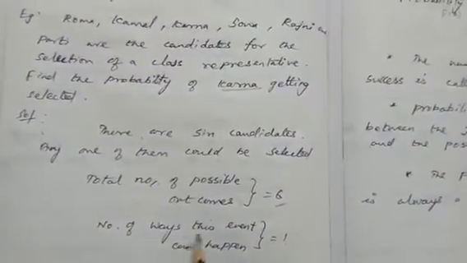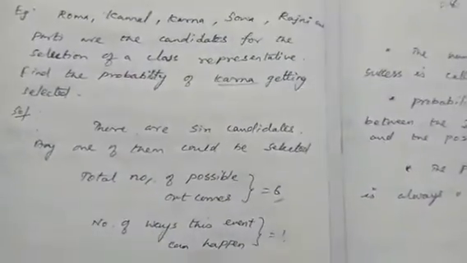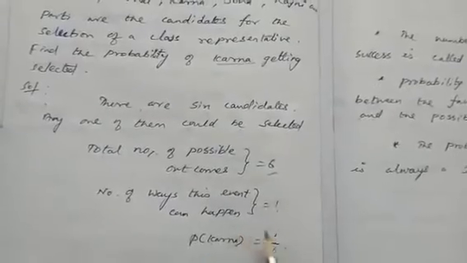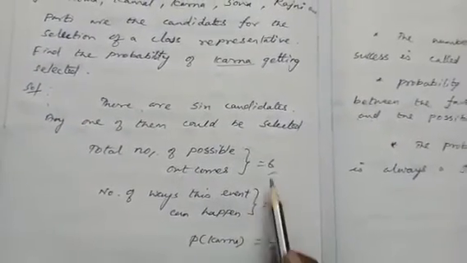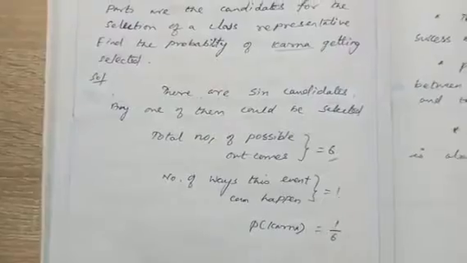So the number of ways this event can happen: Karna, so 1. The probability is the number of successful outcomes divided by the total number of possible outcomes. So the probability of Karna is 1 divided by 6.